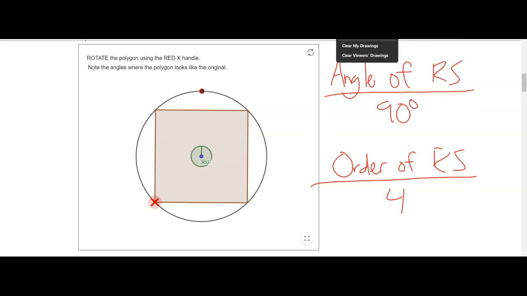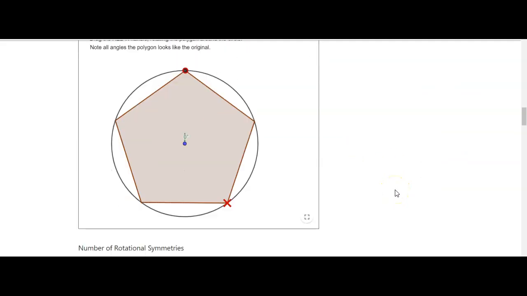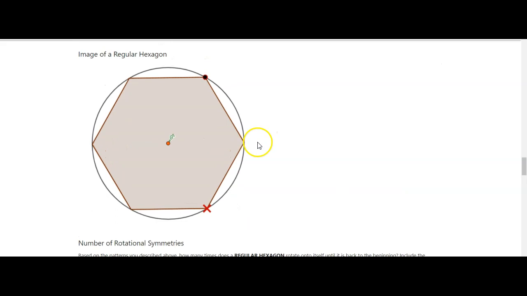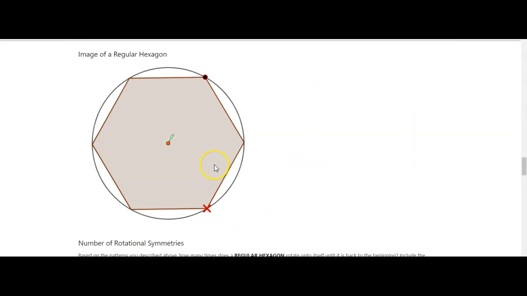All right, shall we do one more? No, I think I'll let you do that one on your own. Here we have a pentagon you can play around with. I think that's the last. Nope, they do give you a hexagon as well. So on our notes, you have a hexagon in the center, which you need to figure out the order of rotational symmetry as well as the angle of rotational symmetry. So you can go back to that demo, play around with the hexagon example, to help you figure that out if the pattern isn't clear to you yet.